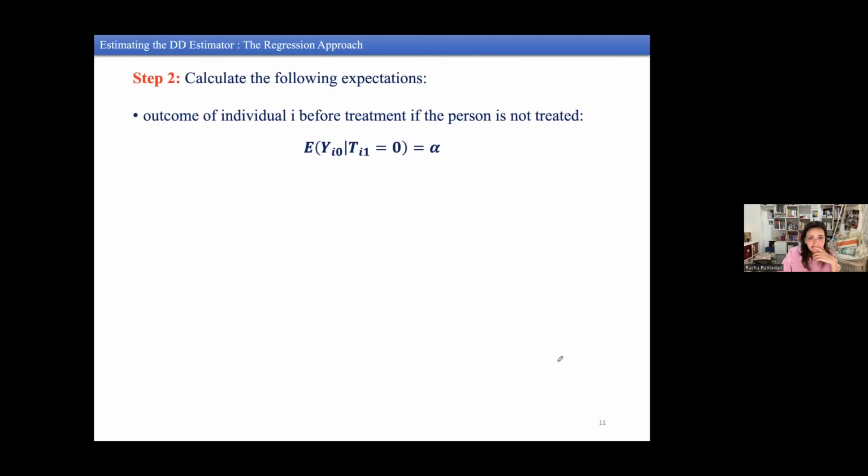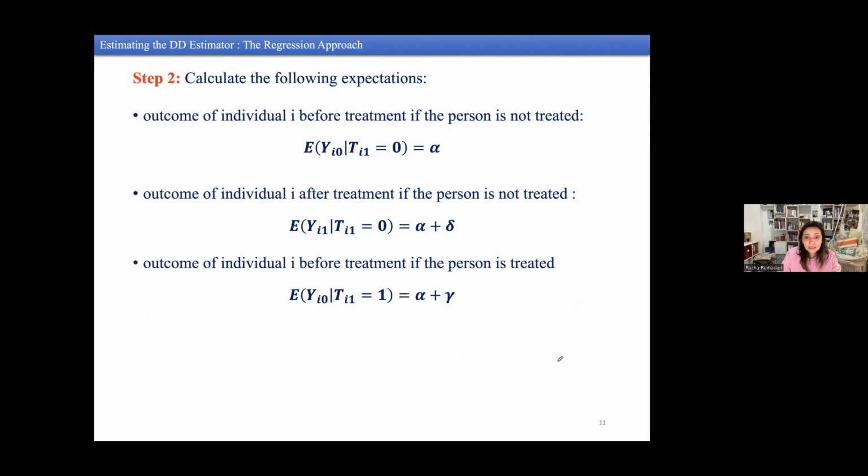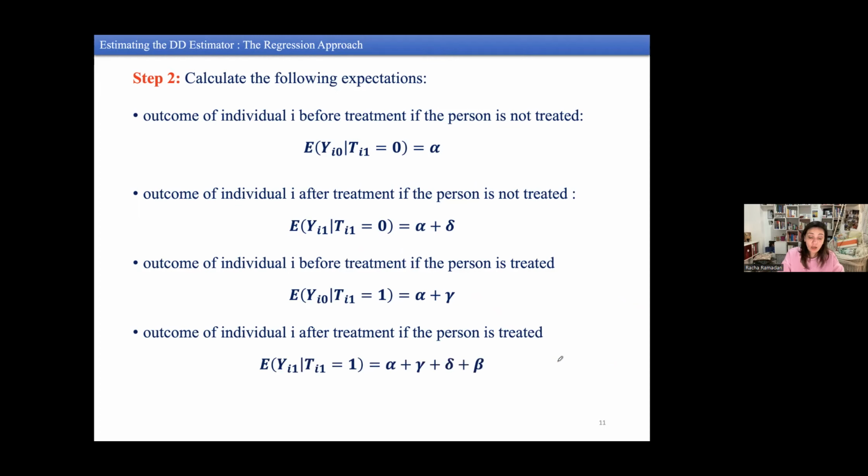So now I will just show you the same thing we're doing. The expected outcome of Rashida, who is not benefiting from the Forza program, in 2012 was alpha. The expected outcome of Racha in 2012, while Racha will benefit from Forza, is alpha plus delta. The expected income of Rashida in 2020 after the implementation of Forza, while not benefiting from the program, is alpha plus gamma. And the outcome of Racha after the treatment in 2020, while benefiting from the program, as you mentioned, is alpha plus gamma plus delta plus beta. Okay, so we did a good job.